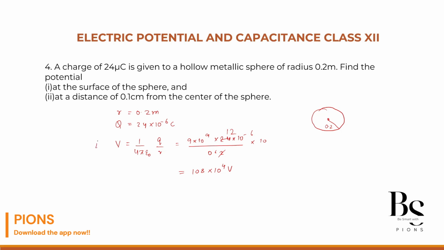So the answer for question number 4, second part, is 108 into 10 to the power 4 volt. Where people go wrong, they substitute R as 0.1 and try to figure out the new value of voltage. So be very careful with this particular part. Here they have used a concept. So the concept is: potential is constant. Done. Let's move to the next one.